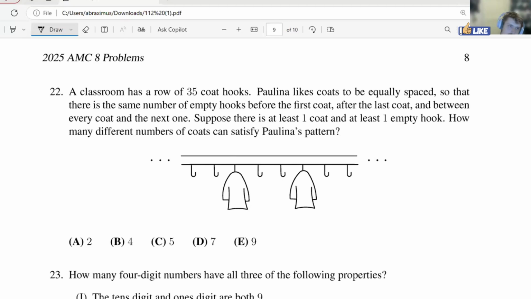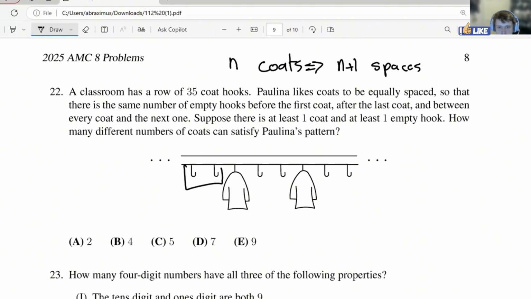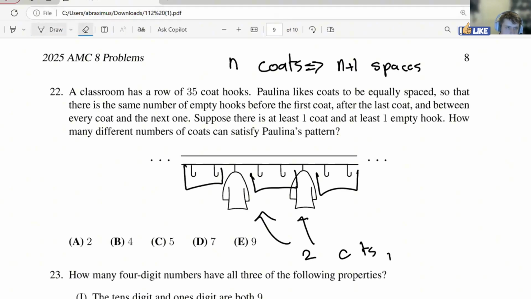Okay, so let's say there are n coats. That means that there are n plus 1 spaces, because we have one on the outside and then these 3 here. So this is with 2 coats. 3 spaces. Coats. Let me spell coats correctly. Sorry, not cats. 2 coats, 3 spaces. And there is 35 minus n empty hooks.